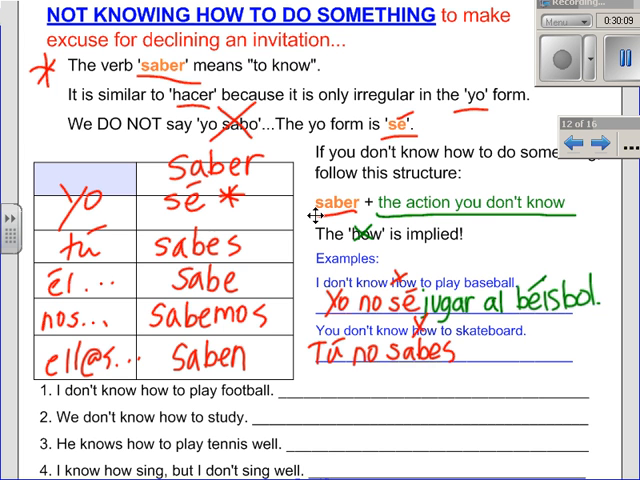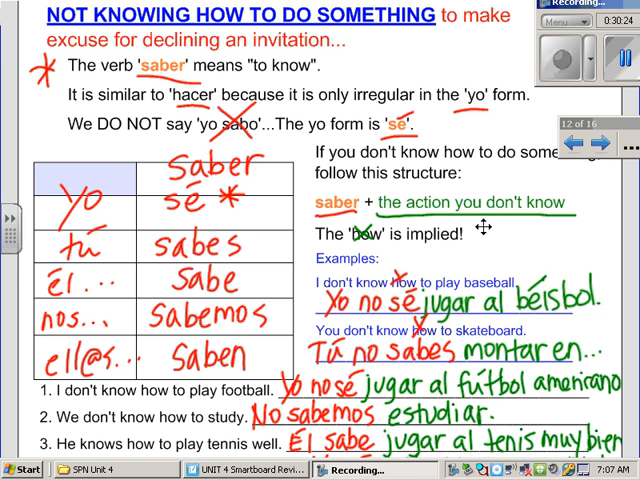Tú no sabes montar en monopatín. You don't know how, the how implied, to skateboard. We've got 3 more down below, or 4 more. Why don't you try it out?